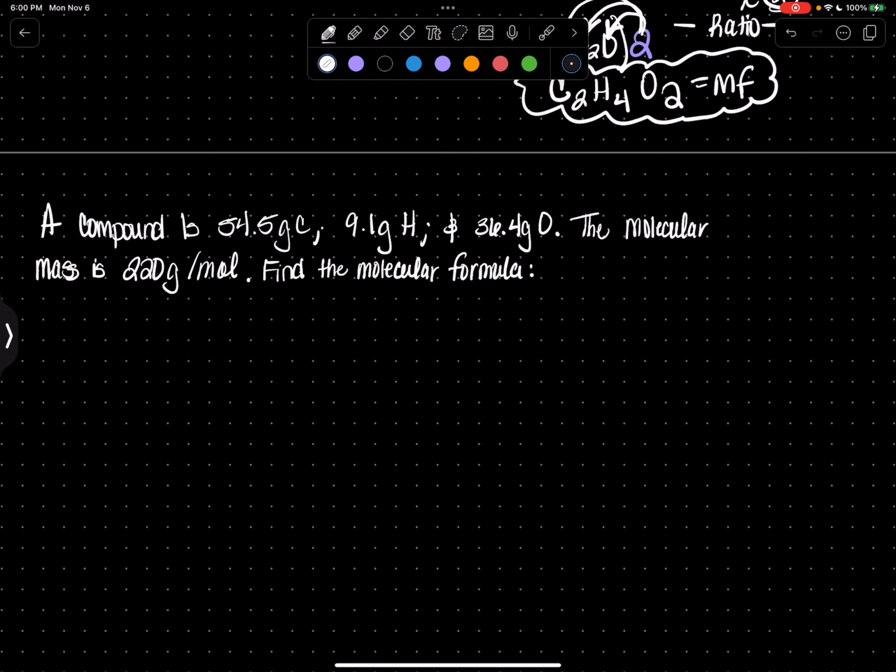So a compound is 54.5 grams of carbon, 9.1 grams of hydrogen, and 36.4 grams of oxygen. The molecular mass of this compound is 220 grams per mole. Find the molecular formula. All right, so off the jump, I know step 1, I need to find an empirical formula.